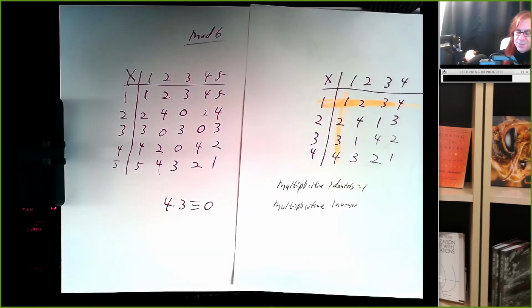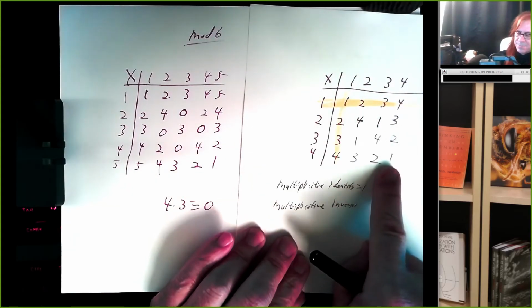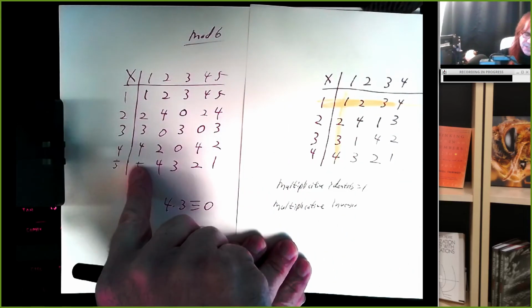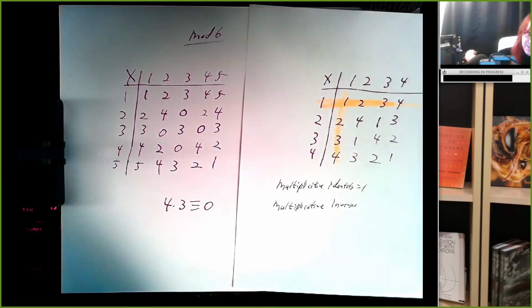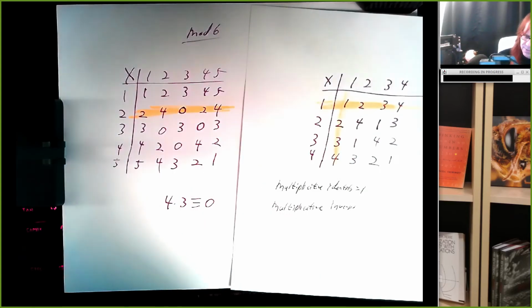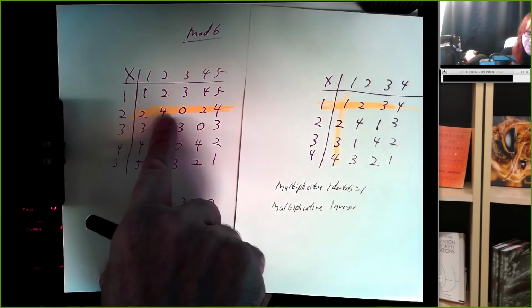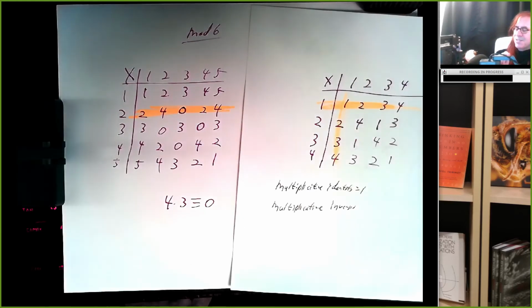The other thing to note is that every row and every column over here contains a 1. Mod 6, some of the rows and some of the columns contain a 1, but some of them don't. There's nothing in this second row that's a 1. Put differently, there's nothing I can multiply 2 by that gives me 1. So there's no multiplicative inverse for 2. There's no number I can multiply by 2 to get 1.